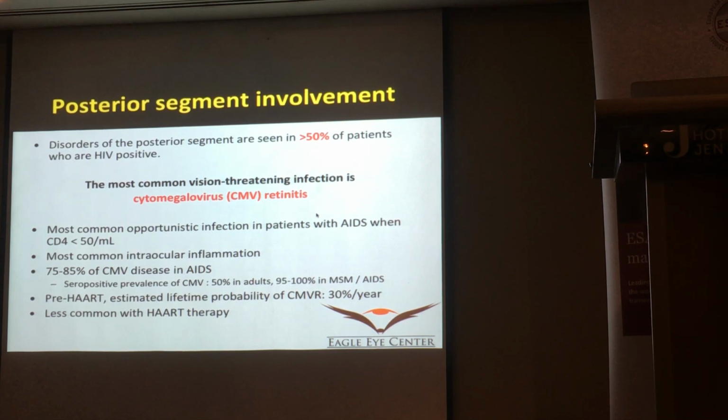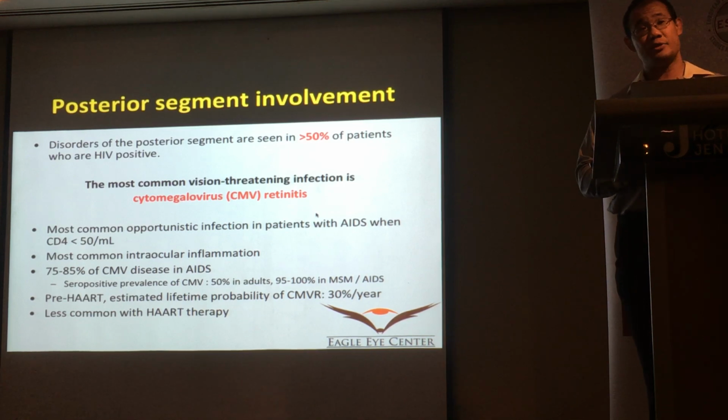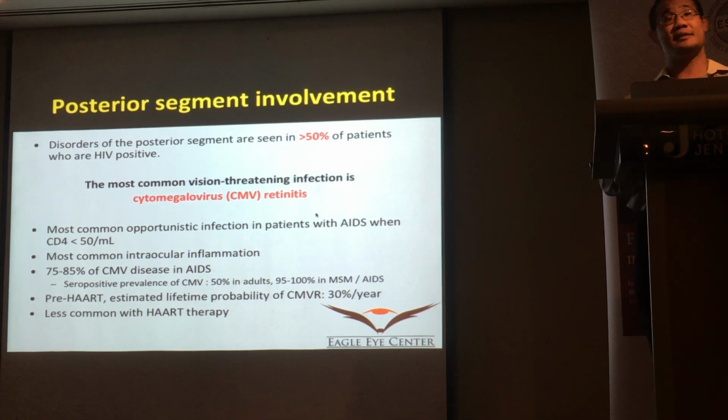Let's just concentrate a little bit more on CMV retinitis. We already mentioned it's quite common, and the most common visual-threatening infection in the back of the eye is actually CMV retinitis. It used to be the most common opportunistic infection, especially when your CD4 is less than 50. It represents three quarters of CMV disease seen in AIDS patients.